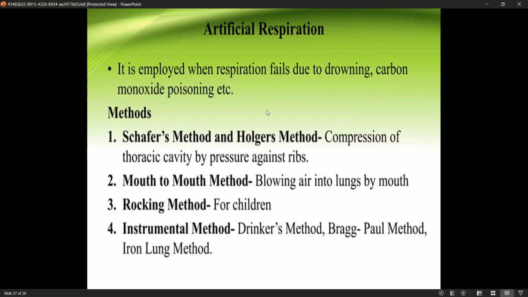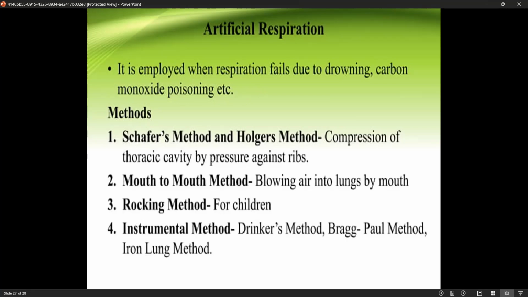Then moving to artificial respiration. If you are not able to breathe in and breathe out, we need to arrange artificial respiration in the ICU, right? It is employed when respiration fails due to drowning, carbon monoxide poisoning, etc. Whatever the cause, we need to do external respiration or artificial respiration.